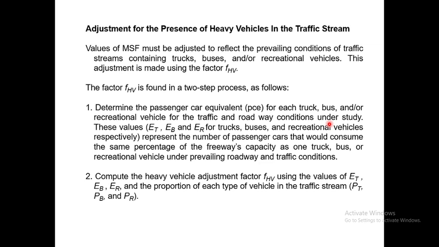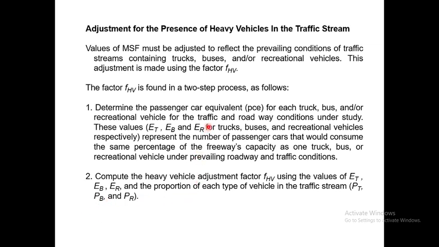First of all, we need to find the equivalent. What is equivalent? Equivalent is used for adjustment. We need 3 equivalents: ET, EB, and ER. ET stands for equivalent for trucks, EB stands for equivalent for bus, and ER stands for equivalent for RV. The other ones are PT, PB, and PR. These are the percentages of the trucks.